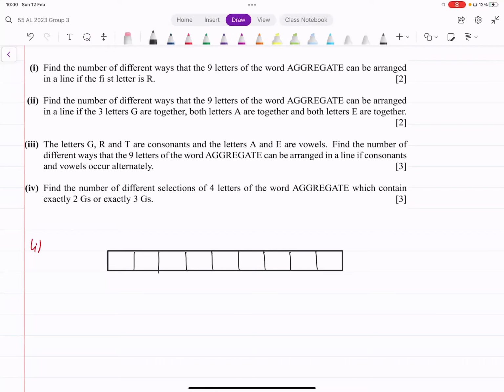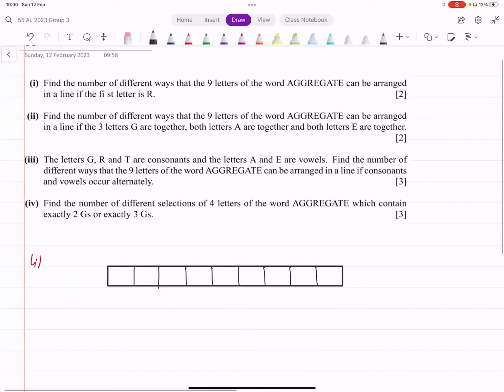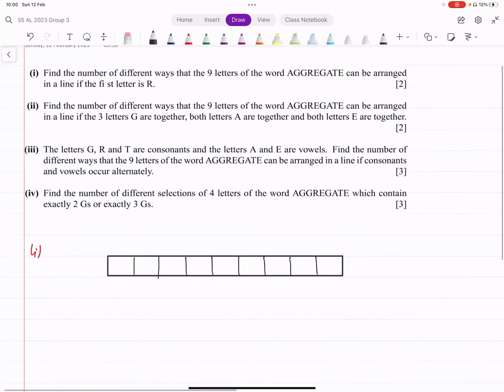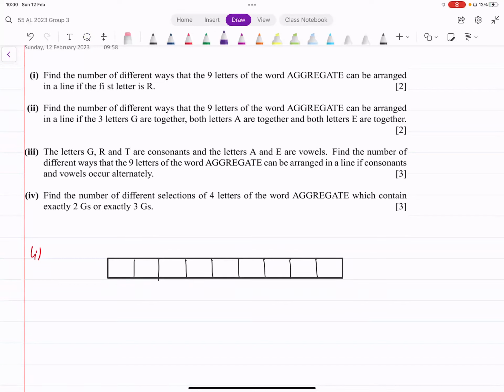Now, 9 letters of the word aggregate can be arranged in a line, and the condition is the first letter has to be an R. Okay, so the first letter is fixed. The first letter has to be R. Now, what are the remaining letters? In aggregate, you've removed the R.